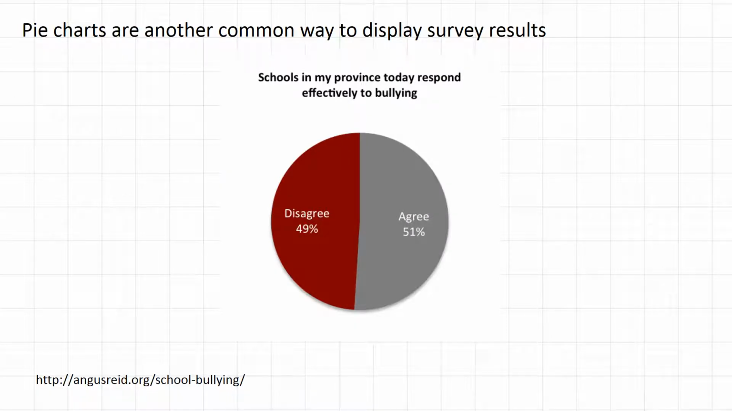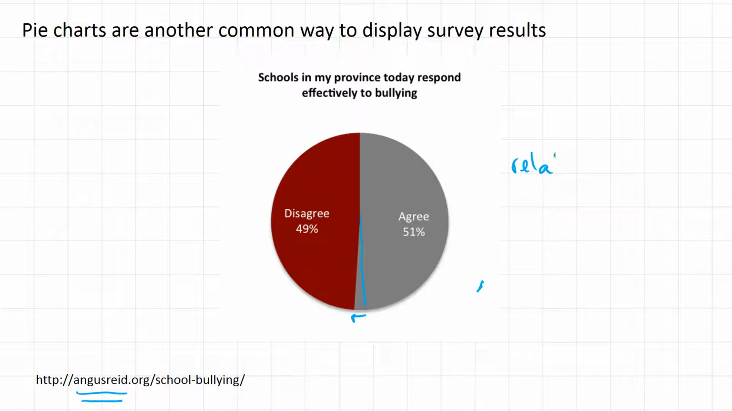So pie charts are another way to represent data, and we're going to take another look at another Angus Reid display of data. In this case, we're going back to the bullying in schools. People were asked whether schools in my province today respond effectively to bullying, and the respondents either agreed or disagreed. It's nearly half and half. This gray area is a little bit bigger, so you can see that there's a little touch more people that agree.